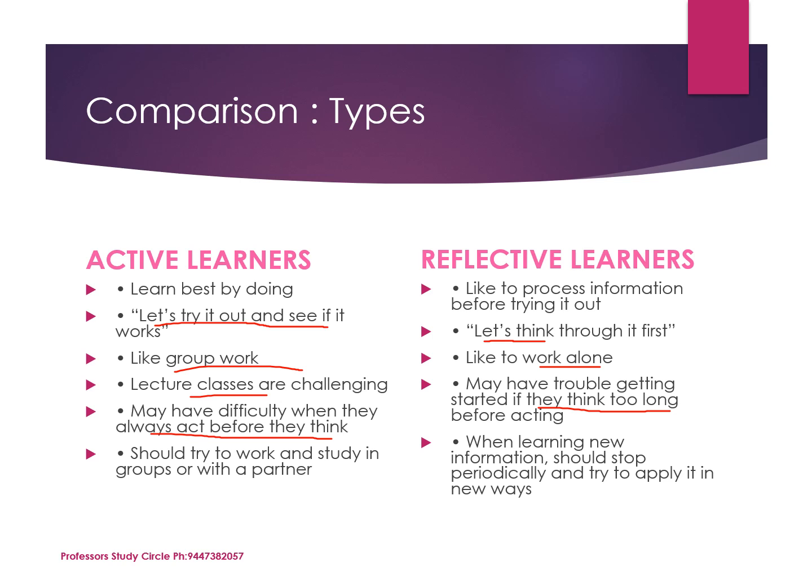Reflective learners, when learning new information, should stop periodically and try to apply it in new ways. So it's overthinking. They must reduce the thinking and apply new ways to their learning skills. Active learners should try to work and study in groups and with a partner. So teamwork is needed, and they must facilitate teamwork.